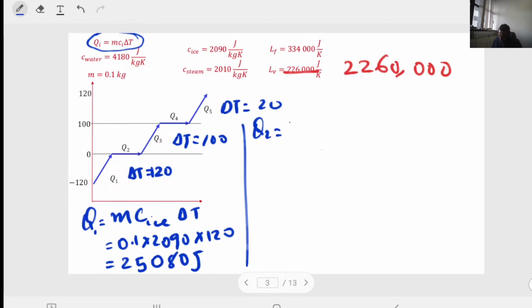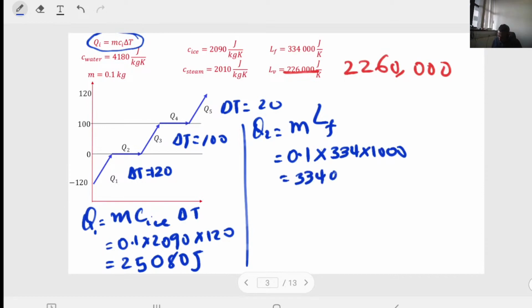Therefore, Q2 is m times L fusion, LF. If you do this one, 0.1 times 334 times 1,000, I got this one as 33,400 joule. This is Q2.